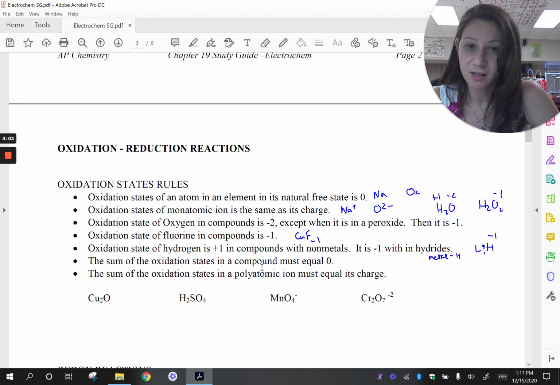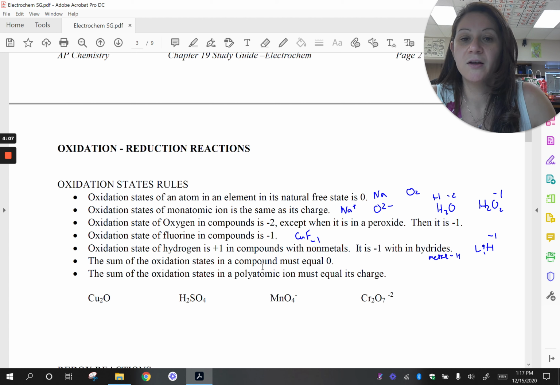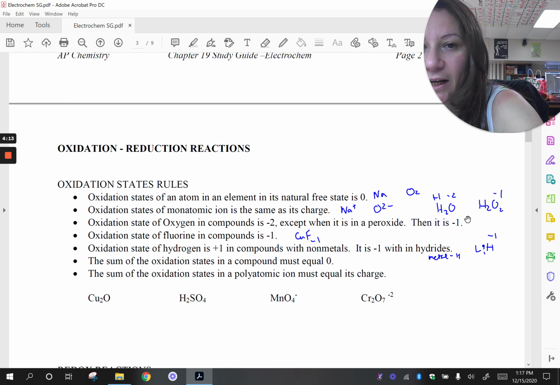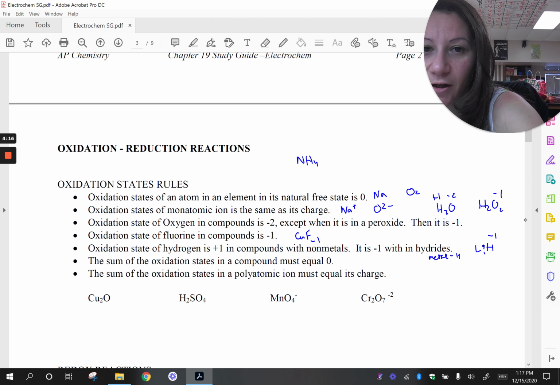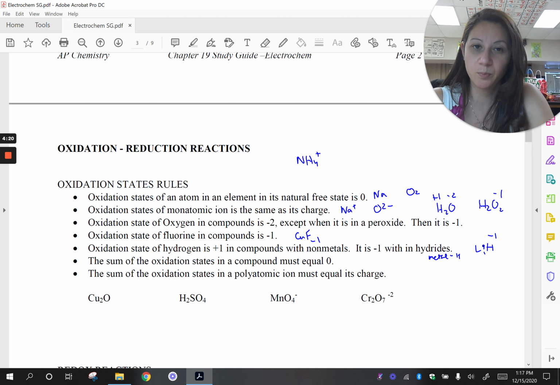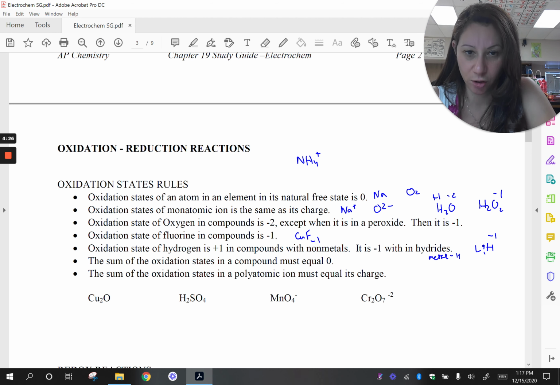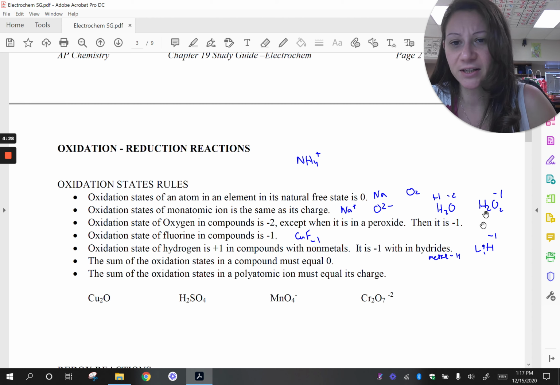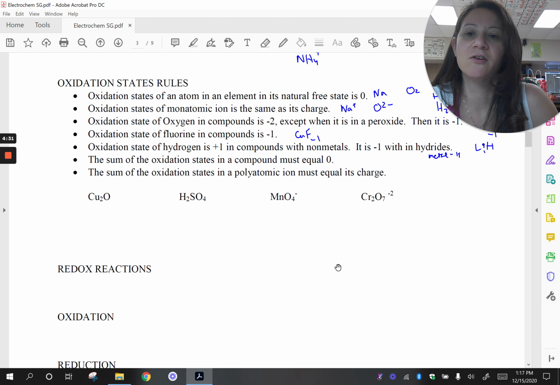If it's not neutral, so if it's a polyatomic ion, then the sum of the oxidation states needs to equal its charge. So for example, if I have the ammonium ion, NH4+, then if I add the oxidation state of that nitrogen plus 4 times the oxidation state of the hydrogens, that should equal +1, which is the total charge. So let's practice figuring out the oxidation states for these.